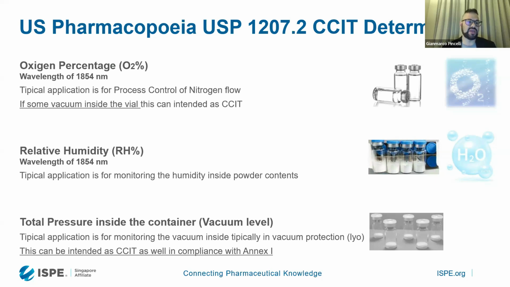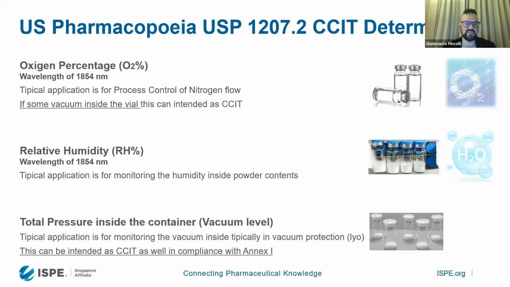You can measure the oxygen percentage with a wavelength of 1854 nanometers. Okay, this is more a process control than a CCIT, measuring the oxygen inside of the product to control the nitrogen flow, for example, on the capping machine. Then you have the relative humidity measurement. In this case, as well, you are measuring the humidity inside of the powder contents in order to avoid the conglomerate. Third application on that is the total pressure.